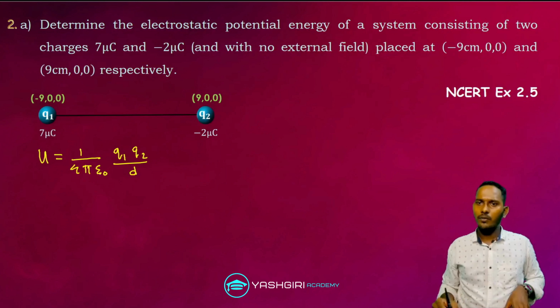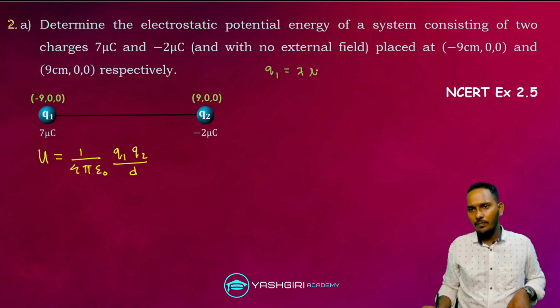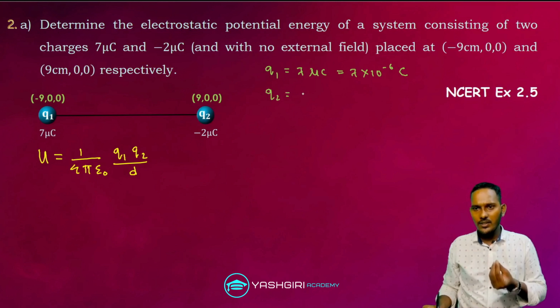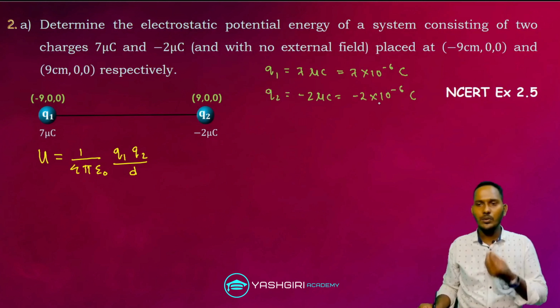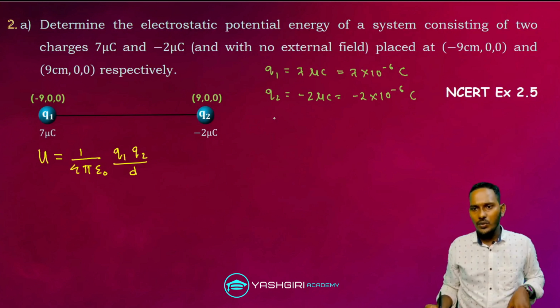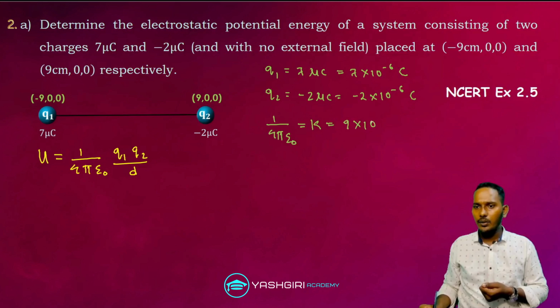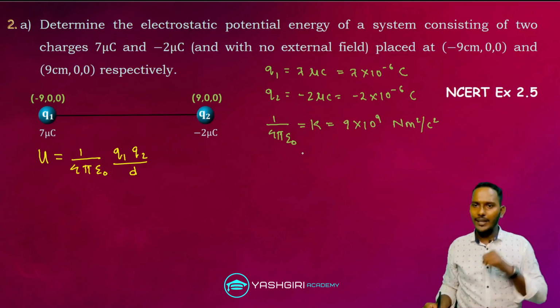Now here, what is this 1 upon 4 pi epsilon naught, right? Here, let me just write down first of all the given things. We know the charge Q1 is 7 microcoulomb, which I can write as 7 into 10 to the power minus 6 coulomb, since it is microcoulomb. The charge Q2, same way, students, is given as minus 2 microcoulomb, which I can write as minus 2 into 10 to the power minus 6 coulomb, right? And 1 upon 4 pi epsilon naught is nothing but the constant K. And you guys know already the value of K. It is 9 into 10 to the power 9 newton meter square per coulomb square, right? So that's the value you guys know.